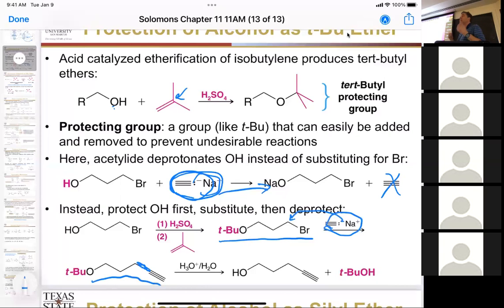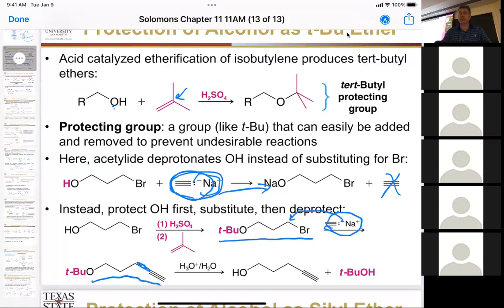And then just by heating it with a little water and acid, it's going to clip that off and turn it into T-butyl alcohol, and you'll regenerate your alcohol. So, okay, questions on that? In this case, we're able to get a reaction on a substrate that you normally couldn't do. And alcohols are one of the most commonly protected and deprotected functionalities we have. Okay, so there's another way to do it.